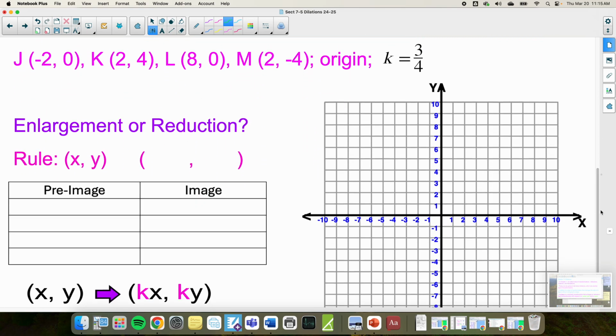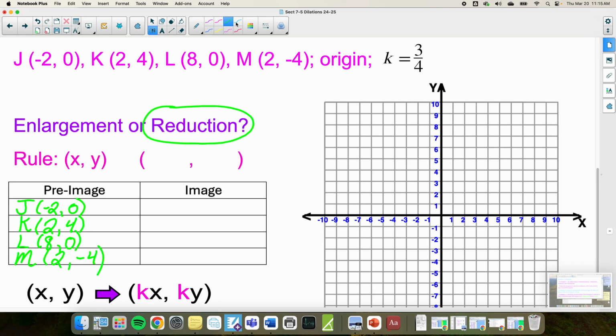The first thing that I do is I copy this down here. So you have to say J is negative 2, 0, K is 2, 4, L is 8, 0, and M is 2, negative 4. Again, we're always dilating about the origin, and one of the things they want us to do here is say, is this one going to be an enlarged figure or a reduced figure? Reduced because it's less than 1.